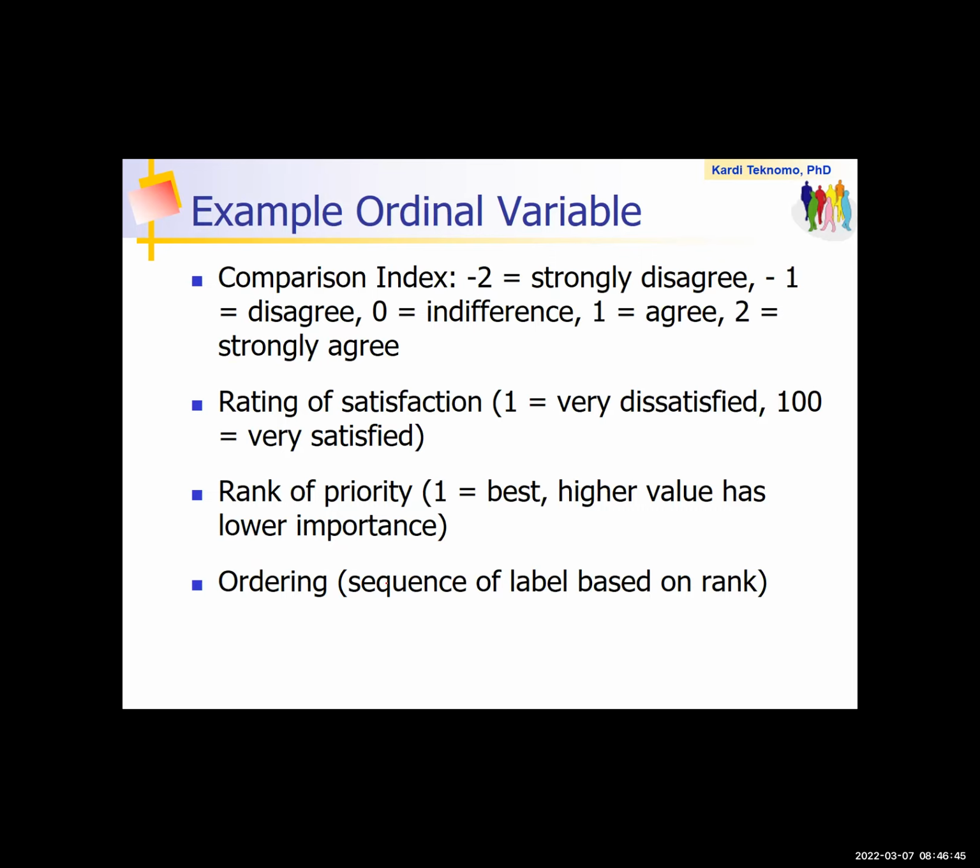So for example, you have comparison of the index. So in the questionnaire, you usually will create this kind of Likert scale, right? -2 is strongly disagree, -1 is disagree, 0 is indifferent, 1 is agree, and 2 is strongly agree. So this is called Likert scale.